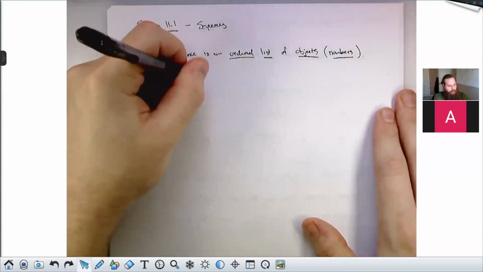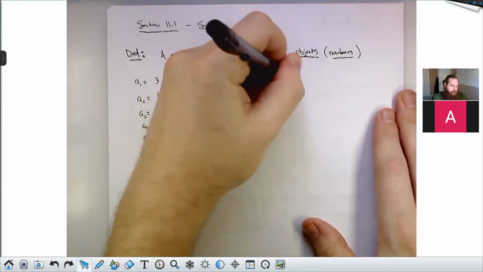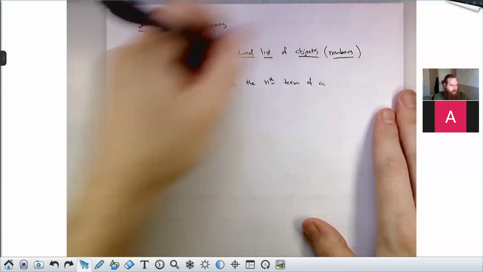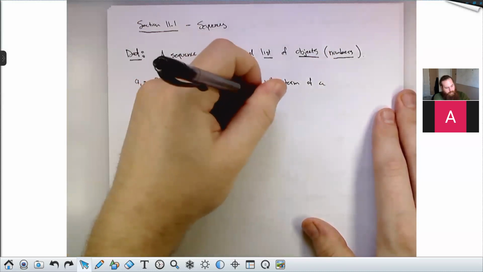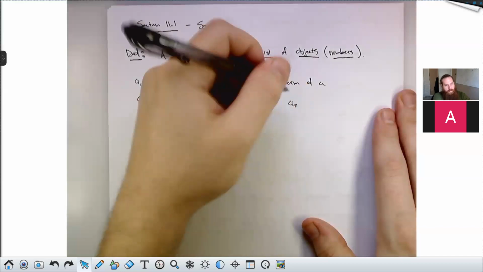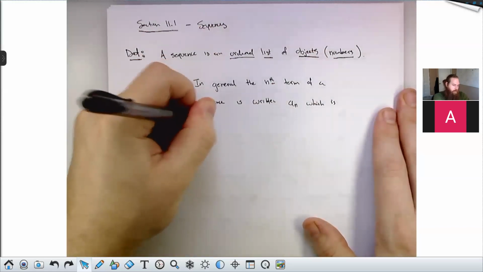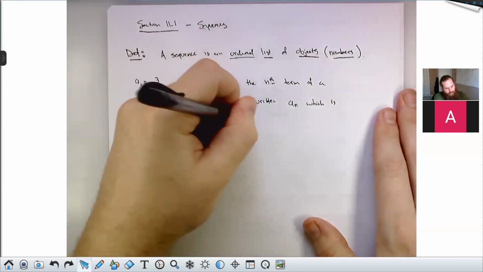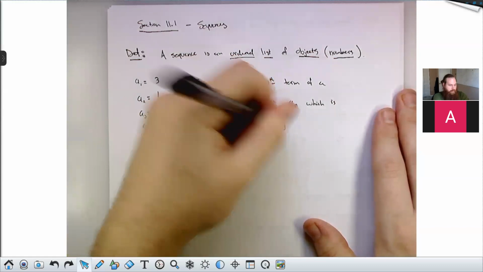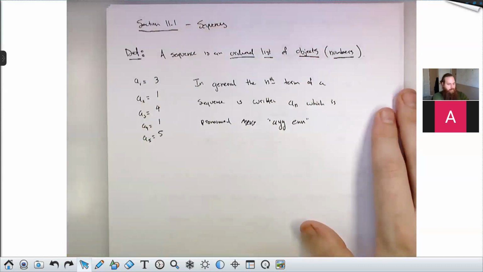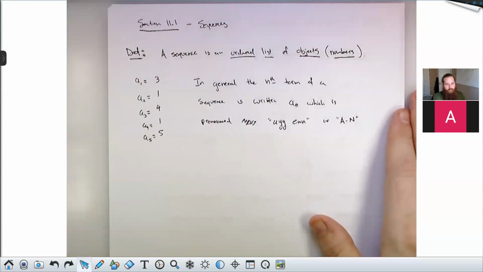In general, the nth term of a sequence is written as an, which is pronounced... How can I write this out phonetically? Just an, right?